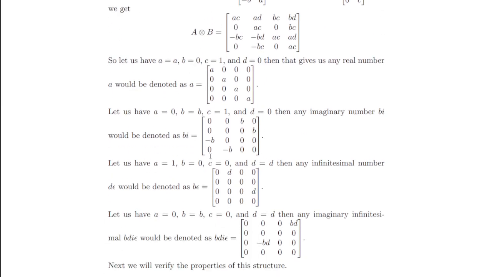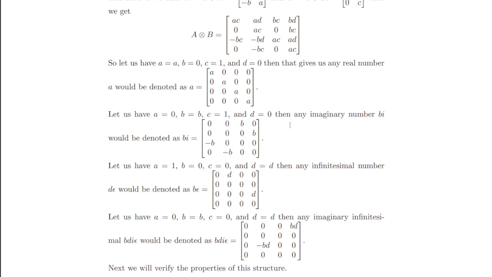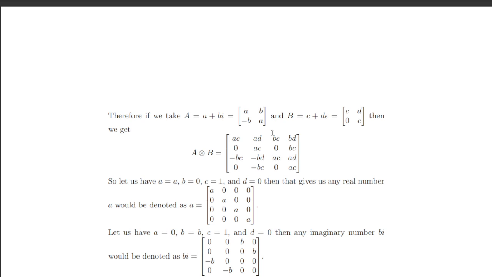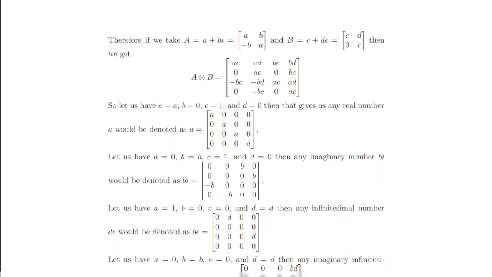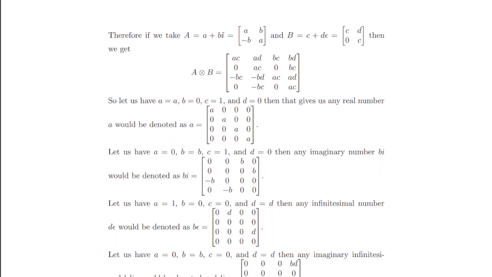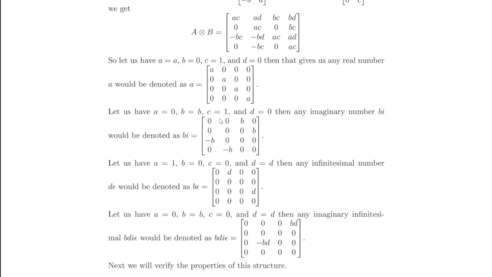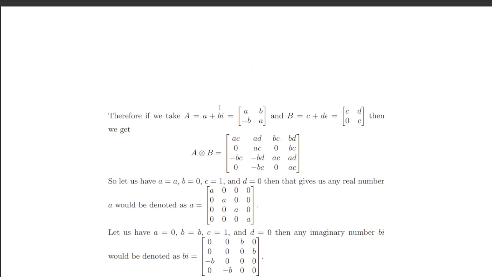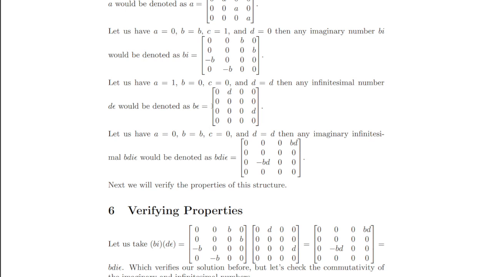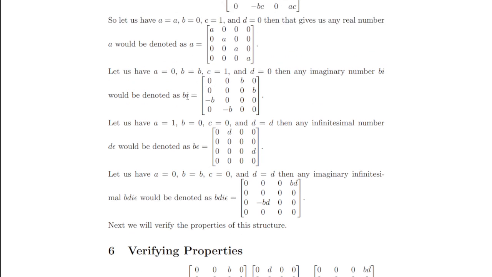Let us have A equals 0, B equals B, C equals 1, and D equals 0. That gives us our imaginary number BI. Again, because B in this definition has an I component. And again, BI times C, where C is 1, would give us BI. And we plug in those values and we get this matrix. So any imaginary number BI should be in this form.